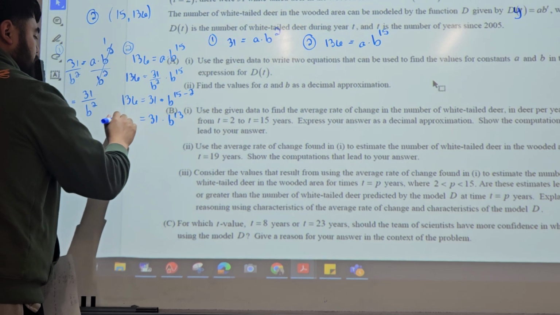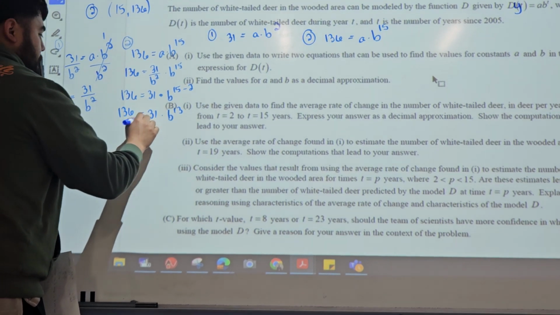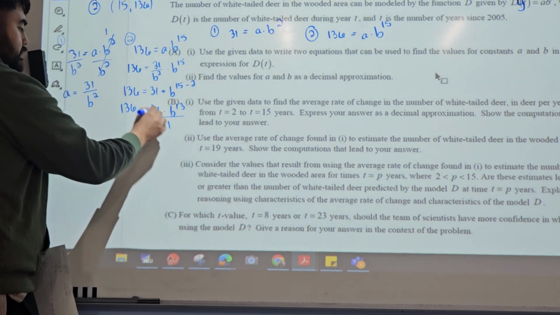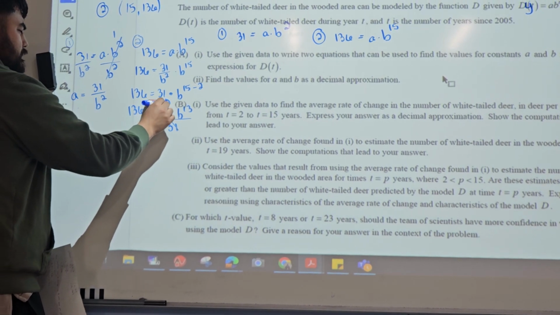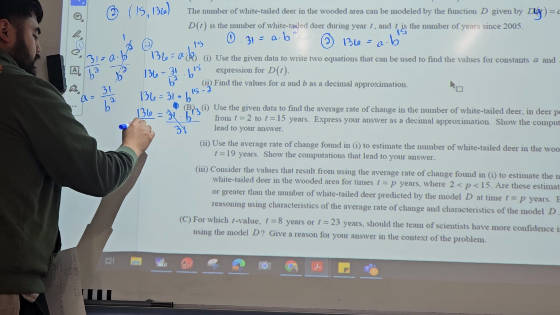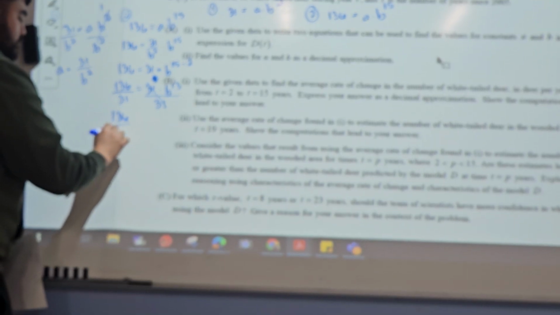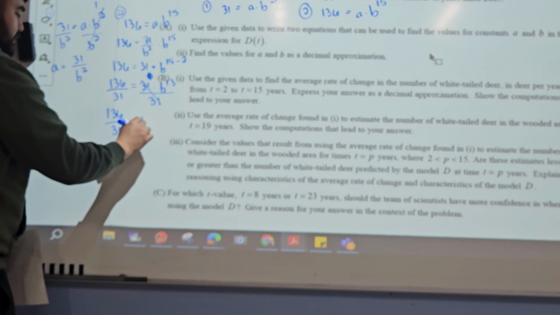So how do I get the B by itself? You get the 31 to be divided because you're multiplying here. So divided, this becomes 0. Oh, I'm sorry, this becomes 1. And then here we go. So now you have 136 divided by 31 equals B to the power of 13.